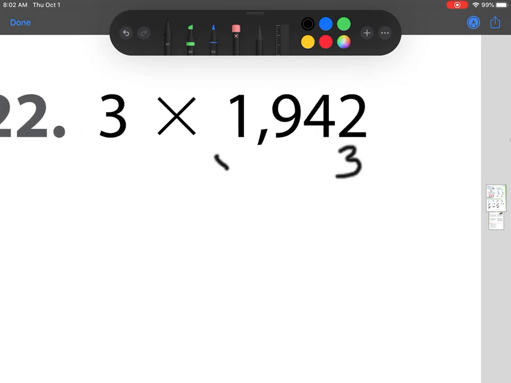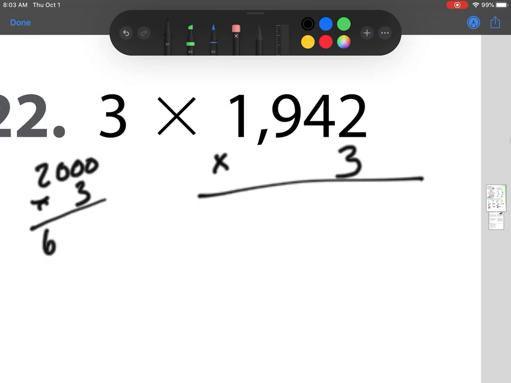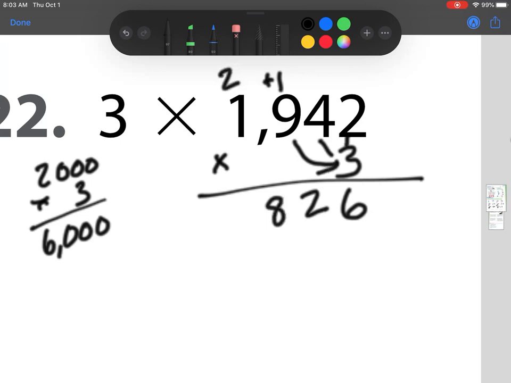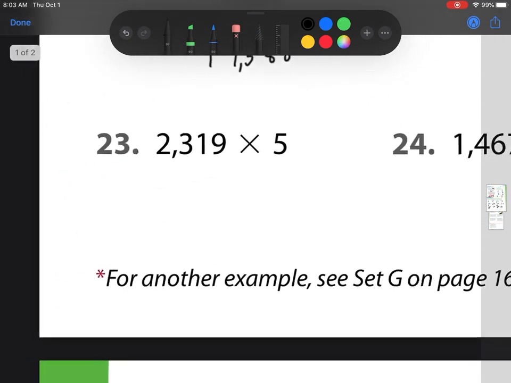We're going to use our standard algorithm, and first we're just going to use our estimation. This is close to 2,000 times 3, so our answer should be close to 6,000. Let's find out. 3 times 2 is 6, nothing to regroup. 3 times 4 is 12, so I put a 2 down, regroup the 1. 3 times 9 is 27, plus 1 is 28, so I regroup that 2. And lastly, 3 times 1 is 3, plus 2 is 5. 5,826, yes, that is close to 6,000.